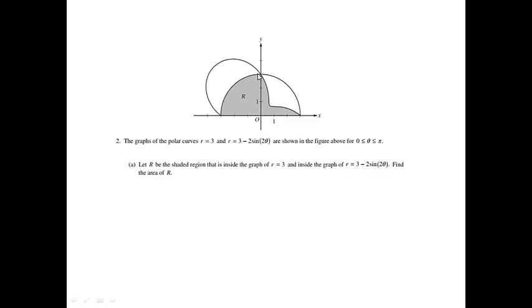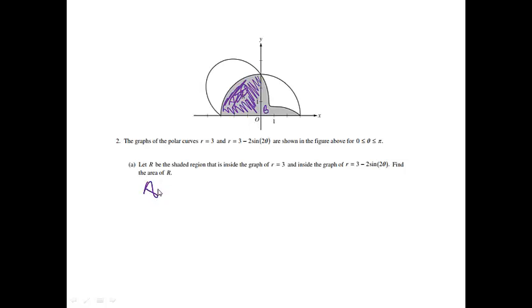So we want to find the area of the shaded region. We did a problem like this before, and since r equals 3 is actually a circle, we're going to split this off into two different regions. I'm going to first find this area right here. I'm going to call this area A, and I'm going to call this area B, and we are going to find each area separately.